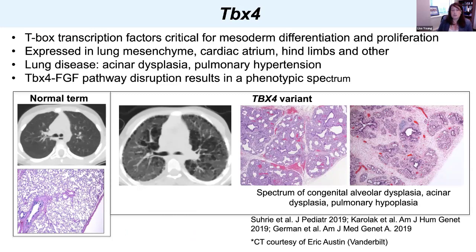TBX4 is a transcription factor that's important for the mesoderm differentiation and proliferation. So it's in the lung mesenchyme, so interstitium, but also the cardiac atrium and limbs. The lung disease that we're starting to learn about can include acinar dysplasia, so abnormal lung development, as well as pulmonary hypertension. And it's part of a pathway that results in an interesting phenotypic spectrum.